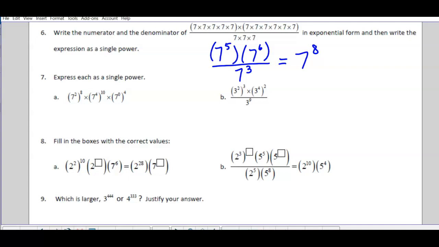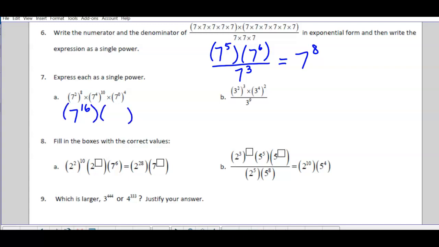Express each as a single power. So, got to think of order of operations. You always do brackets first and then exponents, before multiplying. So we've got brackets in here. I'm not going to evaluate these because it says to express as a single power. It doesn't actually say find the value. So I'm going to get rid of the brackets by taking the power of a power. So that's going to be 7 to the 16th, although you can leave it in big brackets if you want.